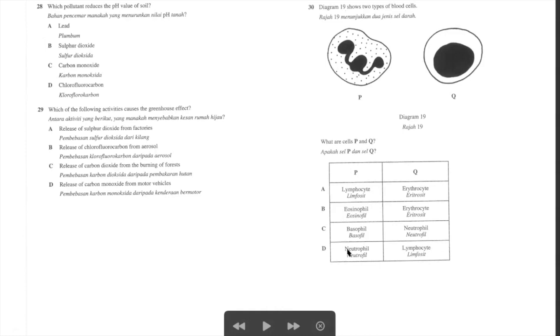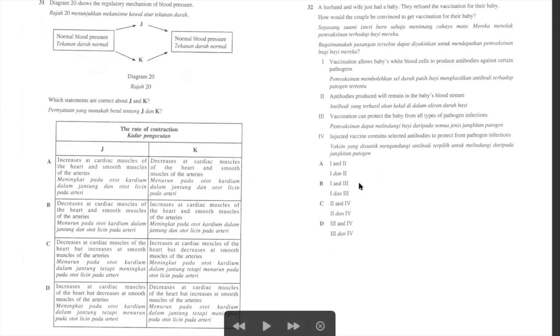Yang kedua, awak nak cam neutrophil ni adalah dia punya nukleus ni ada 3 bulat. Ataupun bulat tu kita namakan sebagai lobe. L-O-B-E. Lobe. Okay, nukleus dia yang hitam ni ada 3. 1, 2, 3. Okay, so we can say neutrophil, the nucleus has 3 lobes. Okay, kalau lymphocyte awak nak kenal dia, dia ada nukleus dia besar. Nukleus dia paling besar.